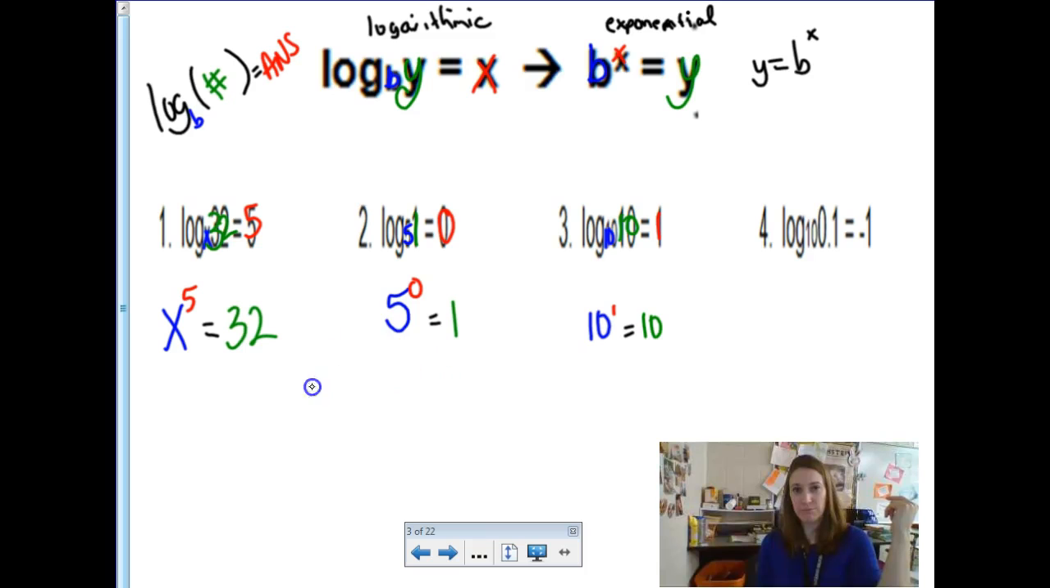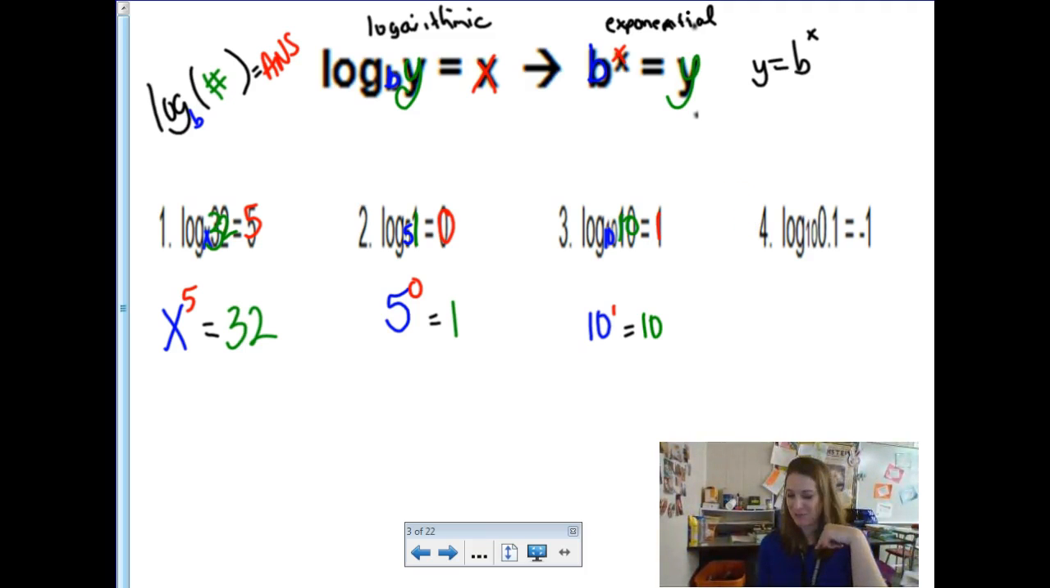Notice everything we've written here, it makes mathematical sense. These last two examples make perfect mathematical sense. 5 to the 0 is 1, 10 to the 1 is 10. And this one we could solve. X to the 5th power is 32. If I was asked to continue on and solve or simplify, the answer to this one would be x equals 2. But that's why I like when they're numerical, because I can tell if I've done them right.